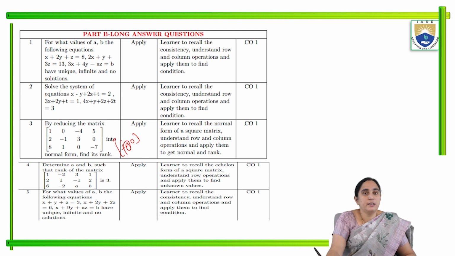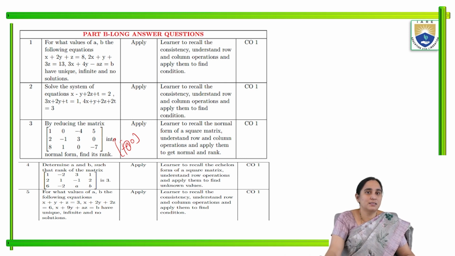Next, determine a and b such that the rank of the matrix 1, minus 2, 3, 1; 2, 1, minus 1, 2; 6, minus 2, a, b is 3. Observe, this is a different question from the echelon form. Here the rank is directly given, and from that we have to find the a and b values. By first reducing it to echelon form. But what about the condition for that?